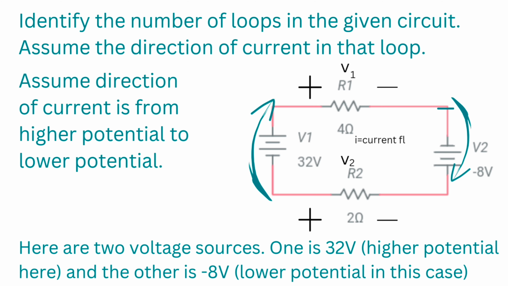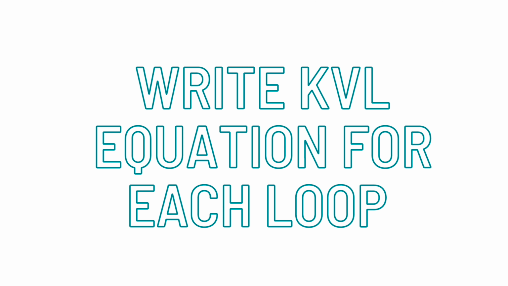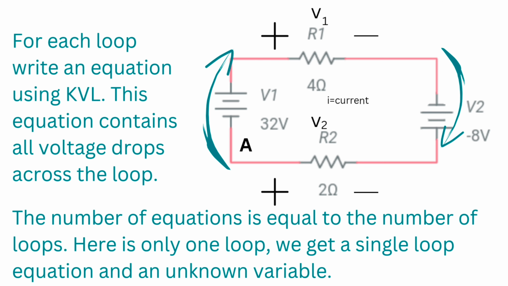I am going to solve for V1, V2 and I, and the direction of current is from lower potential to higher potential. That is from 32 volts to minus 8 volts. Now here is a single loop and we will get a single KVL equation. We will get each loop equation with the help of this rule.